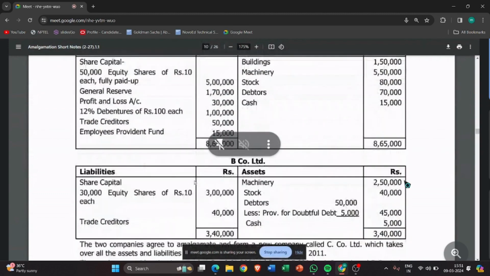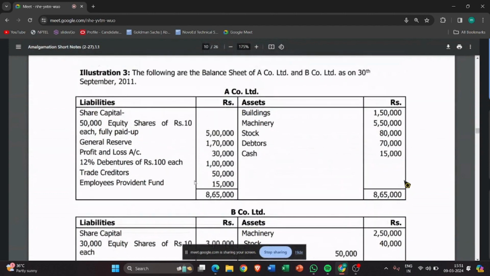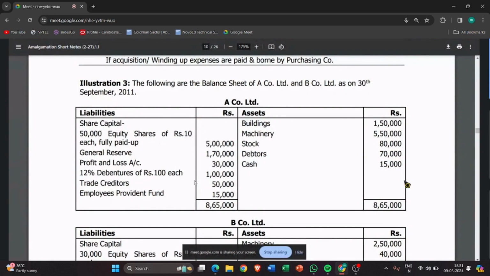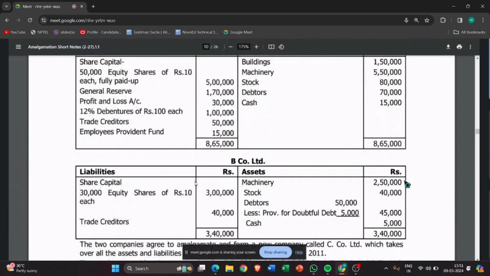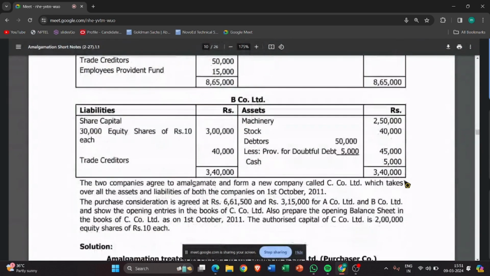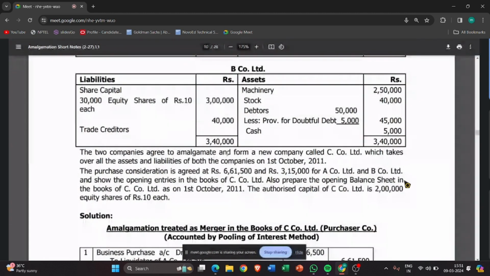That's all. You can see you are having here a simple problem being given, that is the balance sheets of two companies, A Limited and B Limited. It says the two companies agree to amalgamate and form a new company which is called C Limited. So here itself the first condition is correct. There's a formation of a new company which takes over all the assets and liabilities of both the companies. So again, without any exception, all the assets are taken over. So it is a merger, we know.